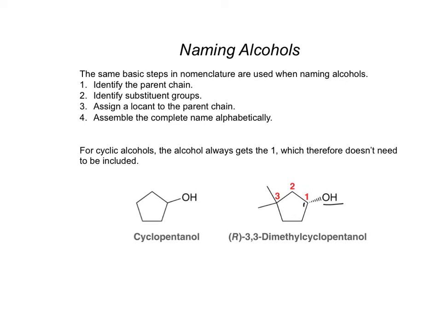So again, we number this 1, 2, 3 because if we'd gone the other way, 2, 3, 4, that would have given these 2 methyl substituents a 4. If we went this way instead, it would have given them a 3. So the whole purpose of this is that alcohols always are going to get the 1 position, and then everything else is going to get numbered based on the lowest number possible.